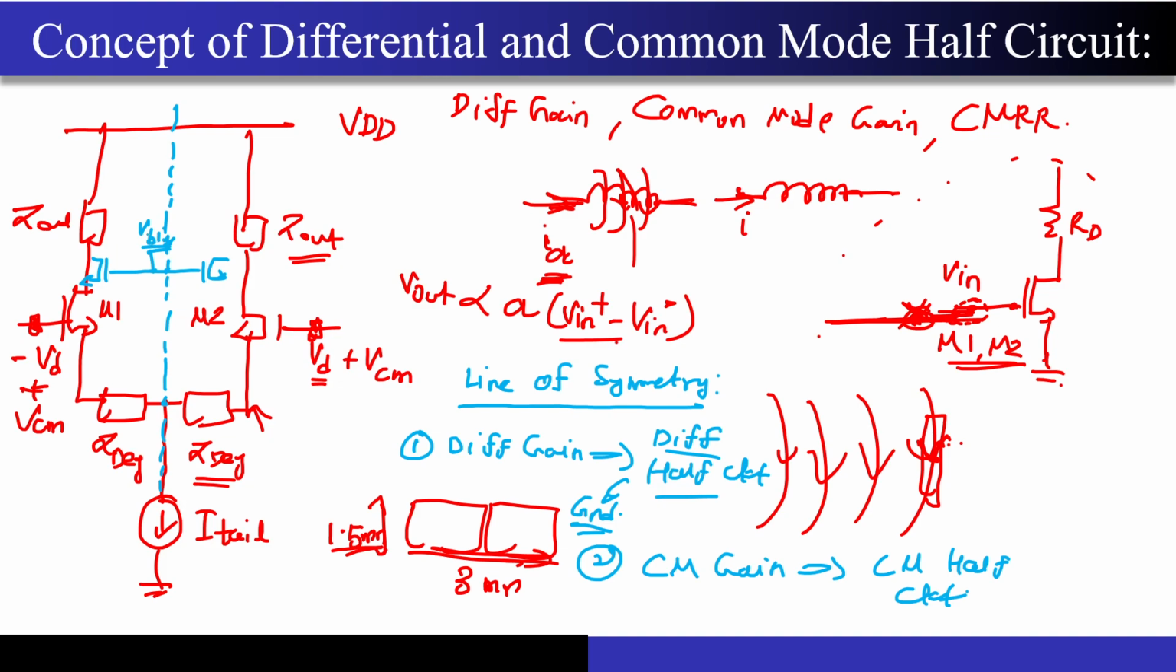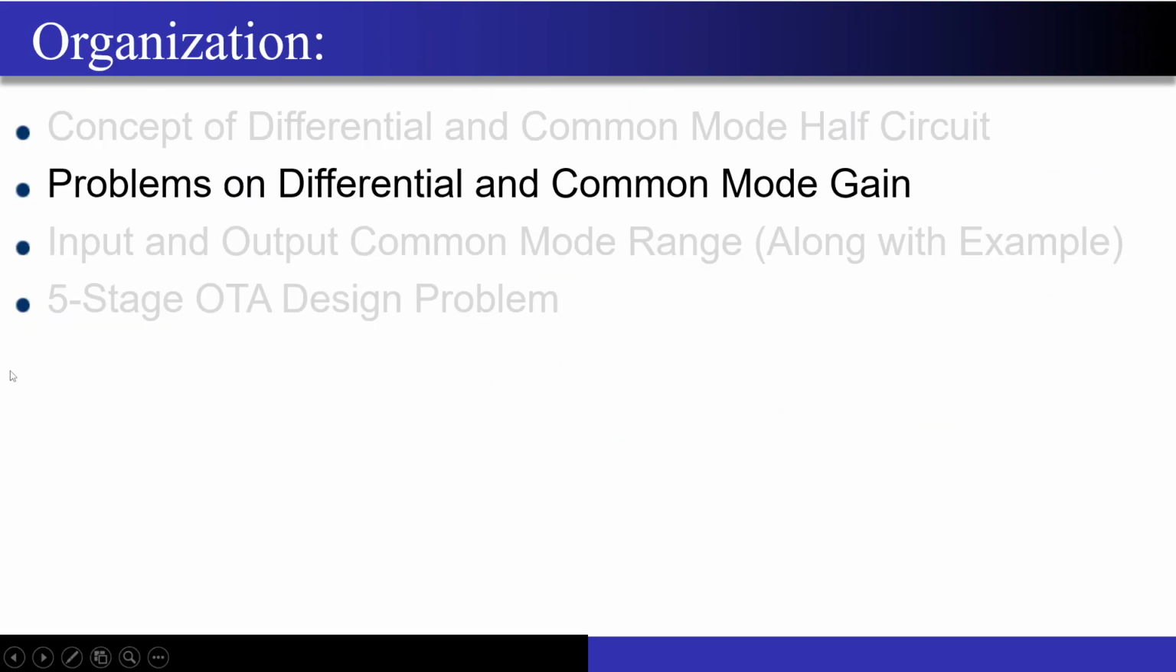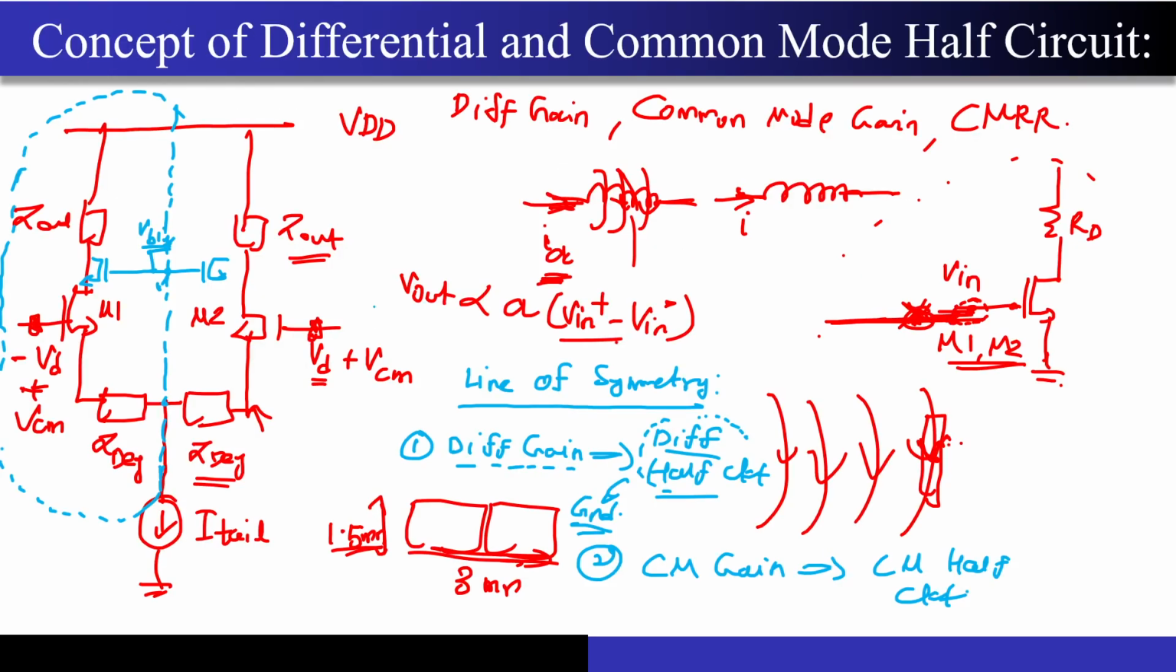Even if the bias voltage is not present, you have to short this node to the ground for calculating the differential gain. That is, first we will draw the differential half circuit. While drawing the differential half circuit, you are going to short everything that comes along this line of symmetry. Correct. And then we are just going to work with one part of the circuit, not everything. Correct. And then from the traditional methods, whatever we have seen, the effective GM and the effective output impedance, from these methods we are going to calculate the differential gain of the circuit.